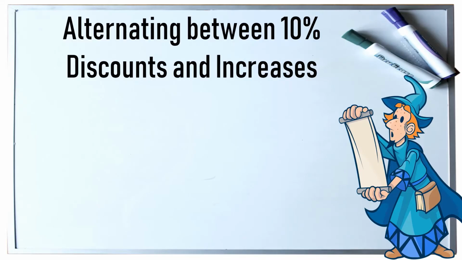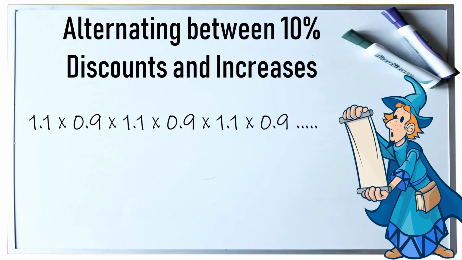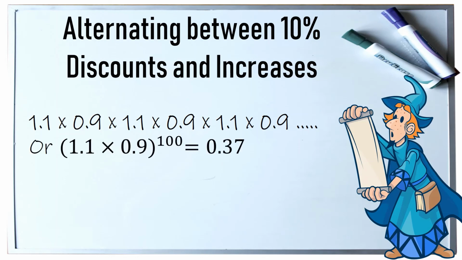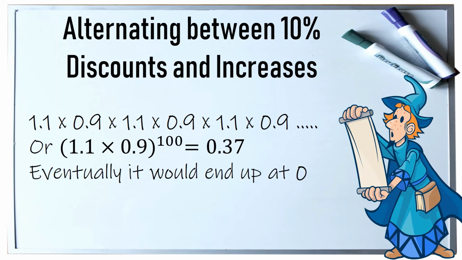To alternate between 10% discounts and increases, you multiply 1.1 by 0.9 and then keep on alternating. Or, if you want to shortcut it, you can put in brackets 1.1 times 0.9 and take it to the power of anything you would like. I took it to the power of 100 to see what would happen after 100 iterations. And you'll notice that I got a value of 0.37. And in fact, if you keep putting in a higher and higher value, you would eventually end up at 0.